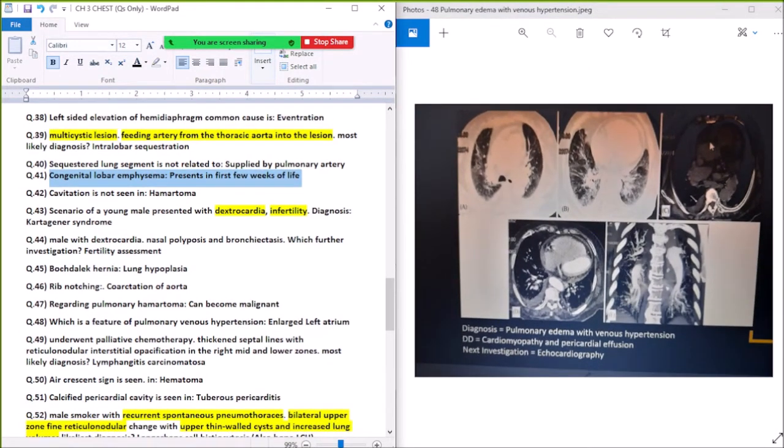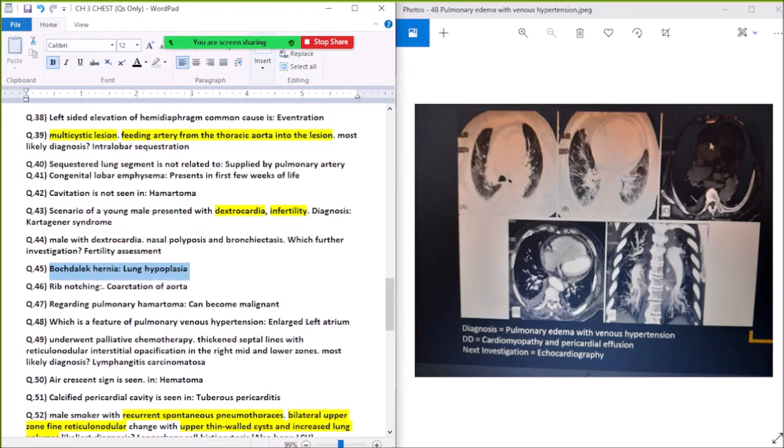Question 42. Cavitation is not seen in hematoma. Question 43. A young male presenting with gestational infertility is diagnosed with Kartagener syndrome. Question 44. A male with nasal polyposis and bronchiectasis, which further investigation? Fertility assessment.